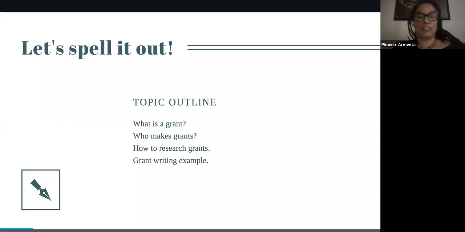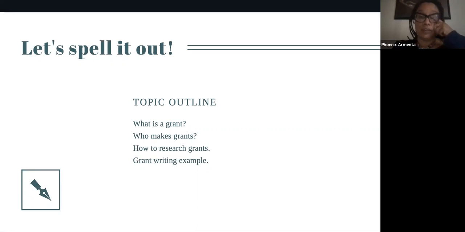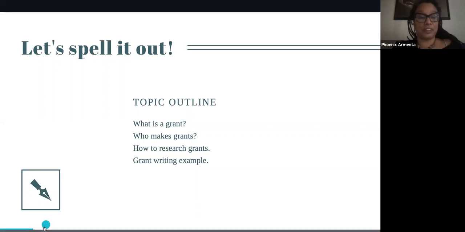So just to go over what we're going to review today, we're just going to do simple: what is a grant, who makes grants, and how to research grants. And then we're going to do a grant writing example from a particular grant.